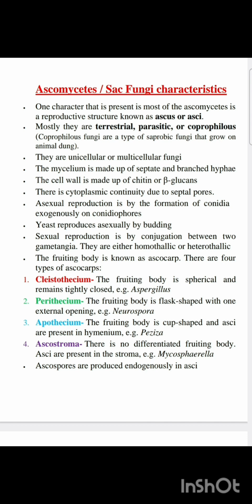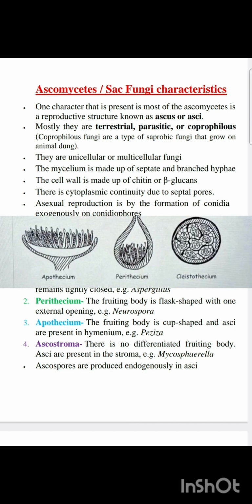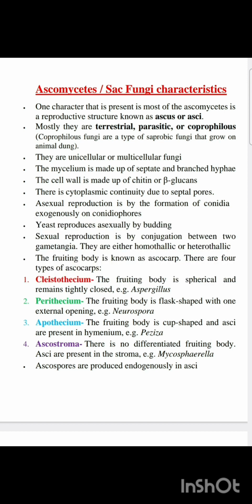One is Cleistothecium, the fruiting body which is spherical and remains tightly closed, for example in Aspergillus. Perithecium is a fruiting body which is flask shaped with one external opening, present in Neurospora. Then Apothecium, where the fruiting body is cup shaped and asci are present in the hymenium, for example in Peziza. Then Ascostroma, where there is no differentiated fruiting body. Asci are present in stroma, for example in Mycosphaerella. Ascospores are produced endogenously in asci.